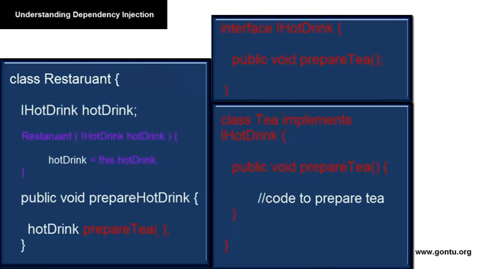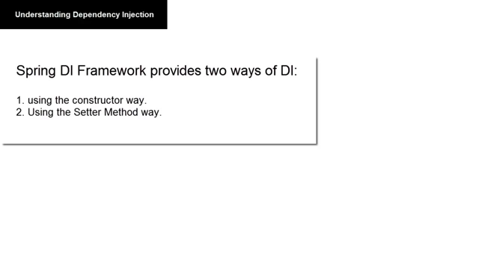If you're using Spring Framework, this instruction you provide in a configuration file provided by Spring. And if you're using some other third-party program, you provide the instruction the way that program accepts it. That's all about dependency injection. Spring Framework provides two ways of dependency injection, using the constructor way and the setter method way.